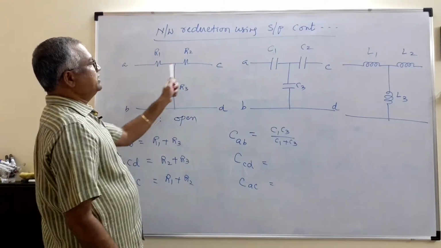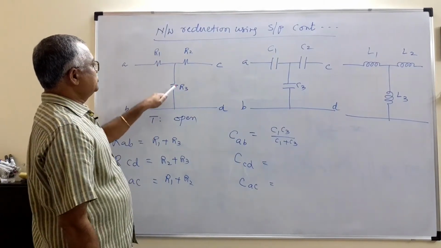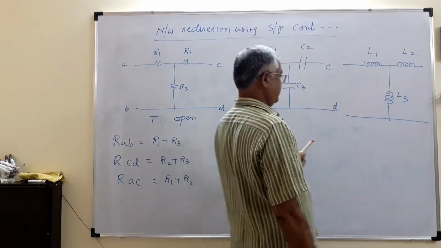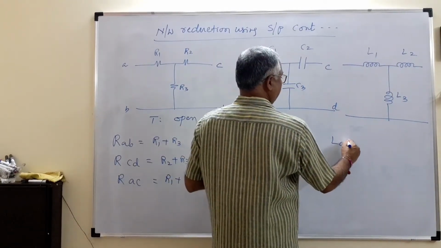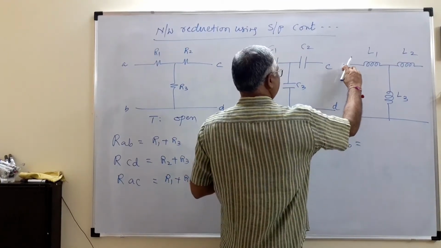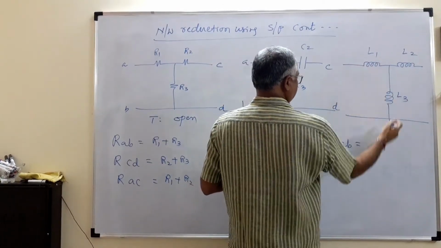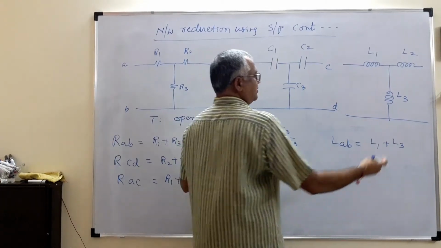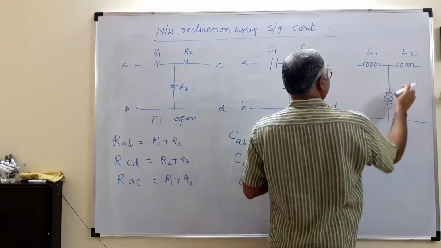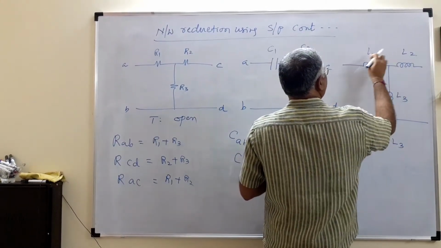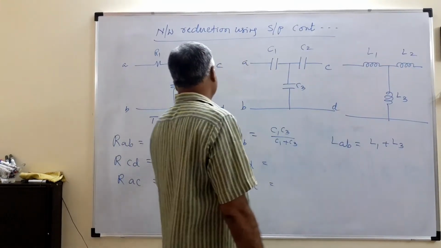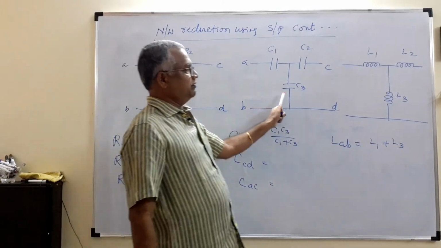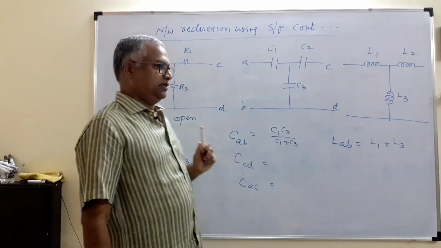The structure is the same but the elements are different. Here these two are in series, here also these two, and here also these two. It can be LAB, the inductance across A and B. So what is the answer? Again these two are in series, so L1 plus L3. LCD is L2 plus L3, and LAC is L1 plus L2. So whatever series-parallel rules you are learning for resistors apply to capacitors as well as inductors.